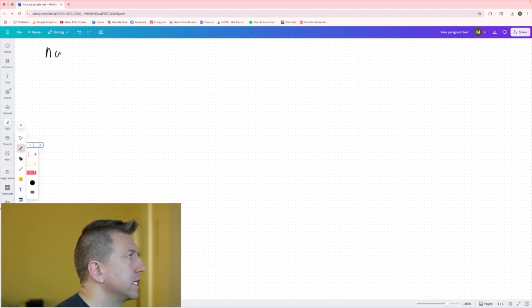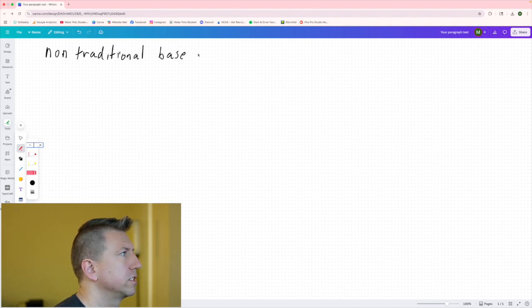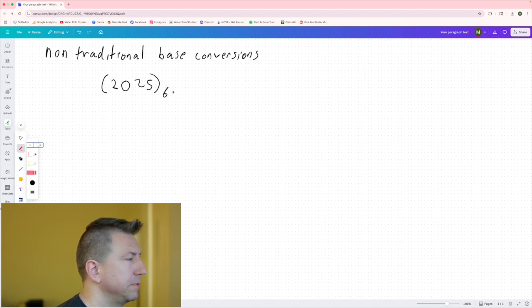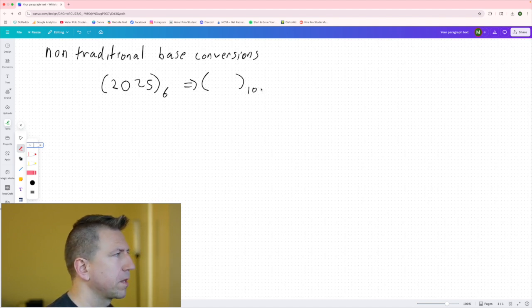So this is non-traditional base conversions. We're just going to do a couple of examples here. We're going to take the number 2025, which is the current year, in base 6, and we want to convert that to decimal. What is that in decimal?